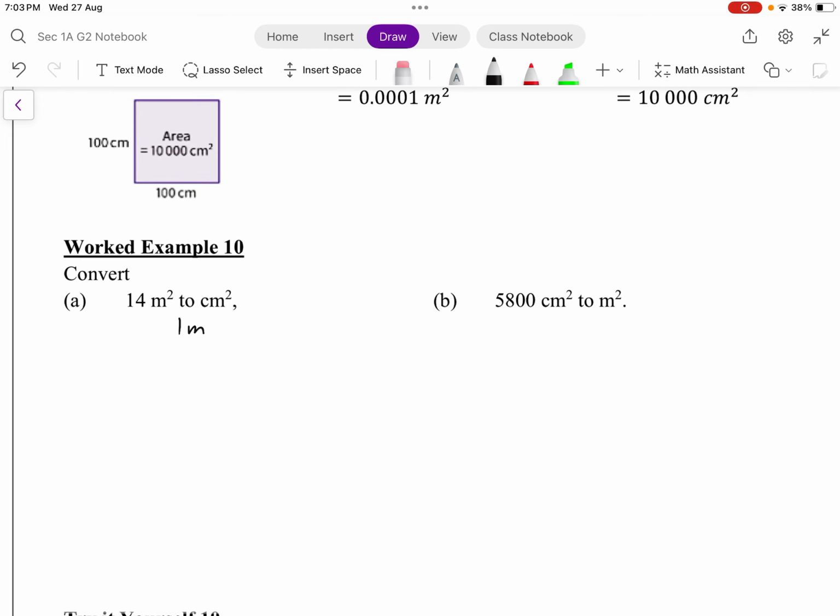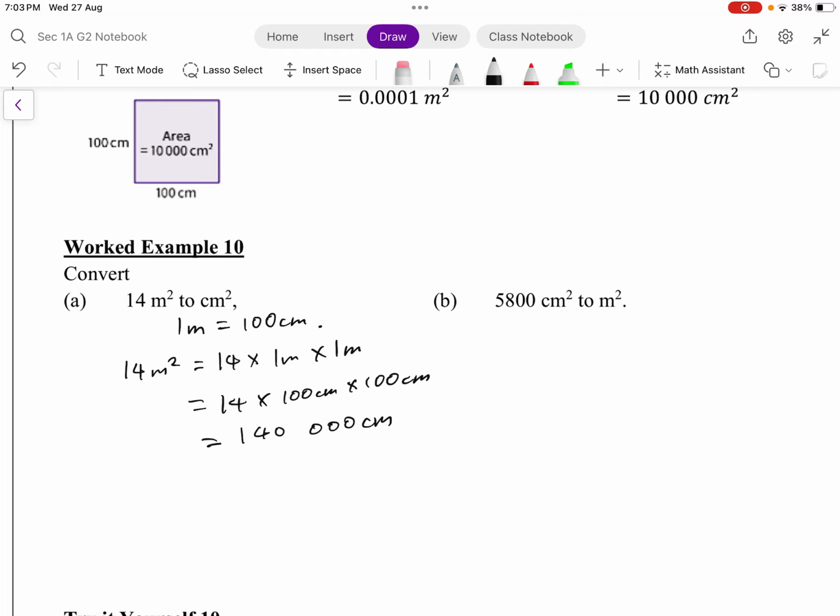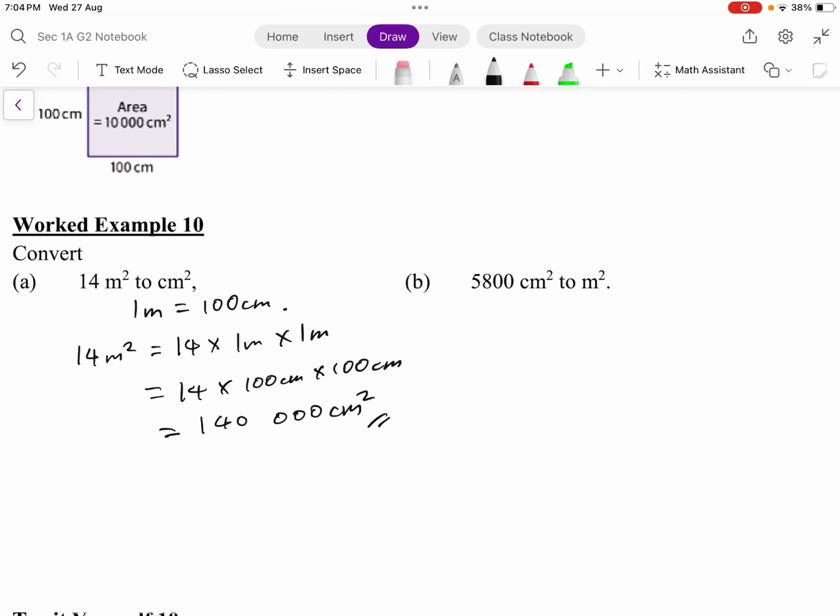Okay, so how do I convert 14 meter square to cm square? 14 meter square, I can write it as 14 times 1 meter times 1 meter. When we convert it, 100 cm times 100 cm. Then from here, you use your calculator, you get 140,000 cm square. So quite easy. Okay, part B.